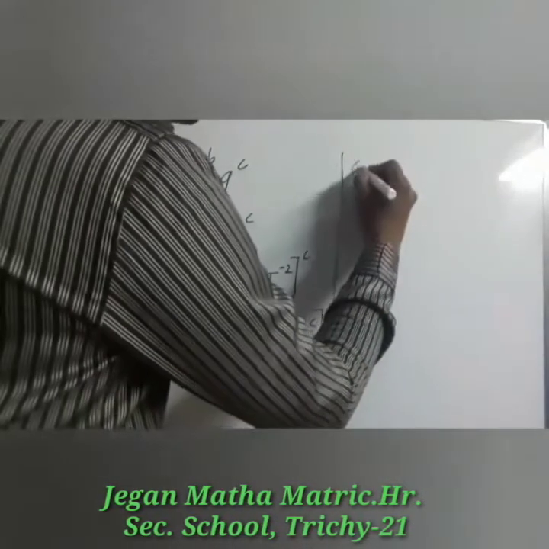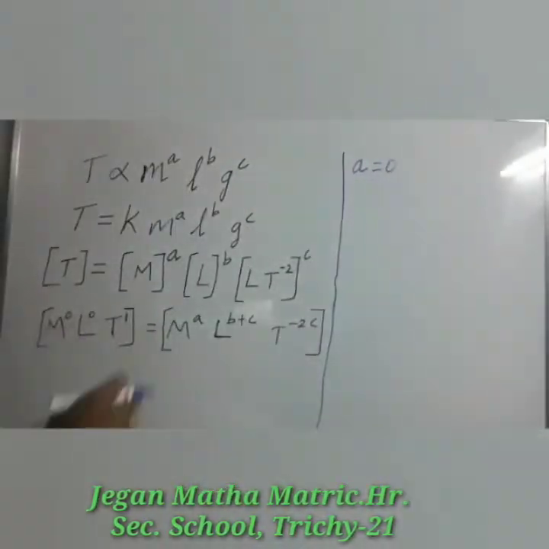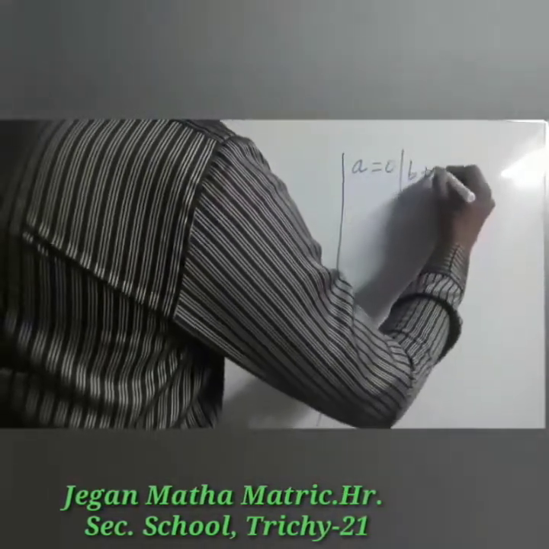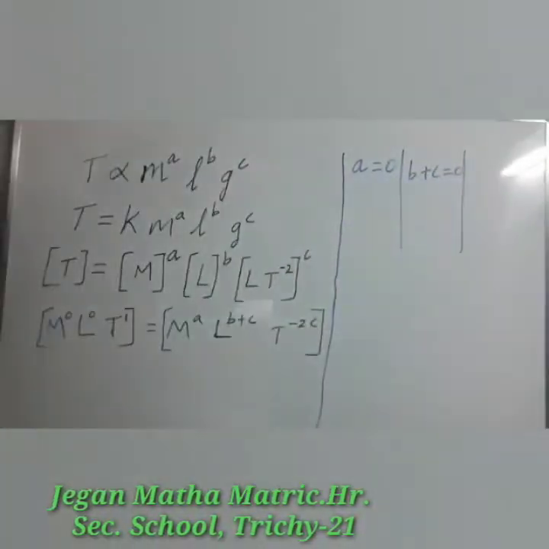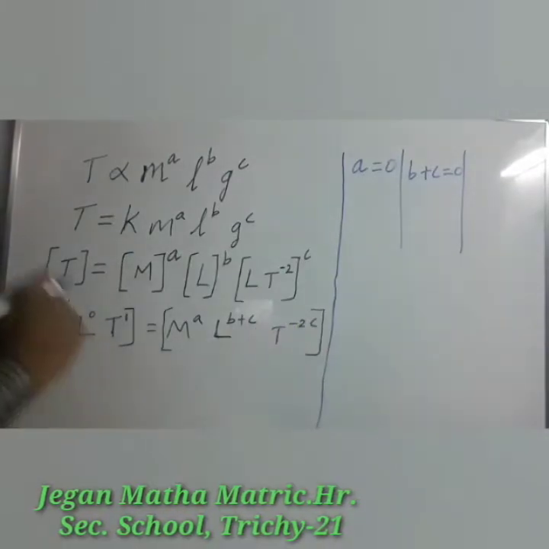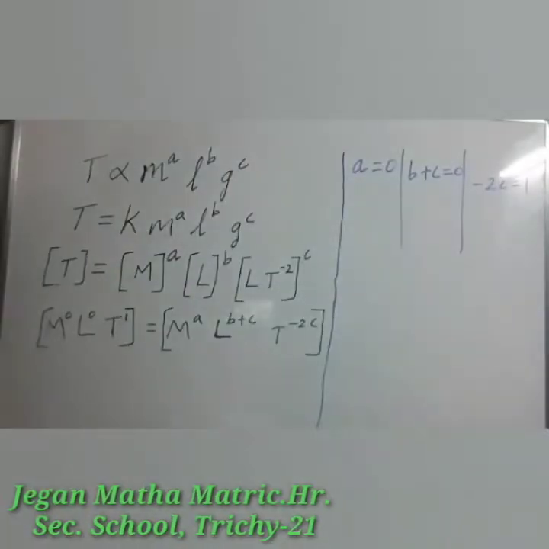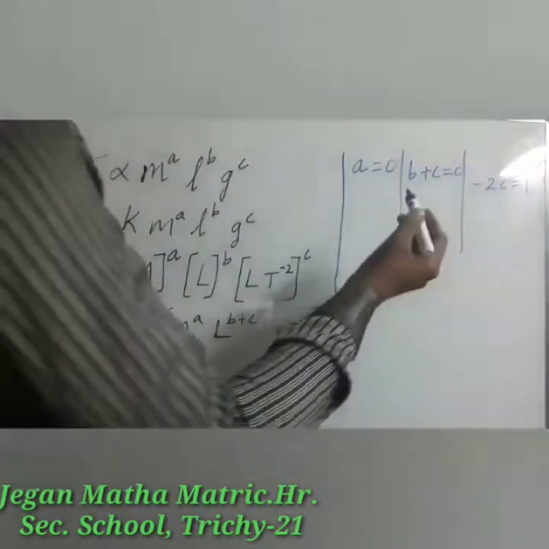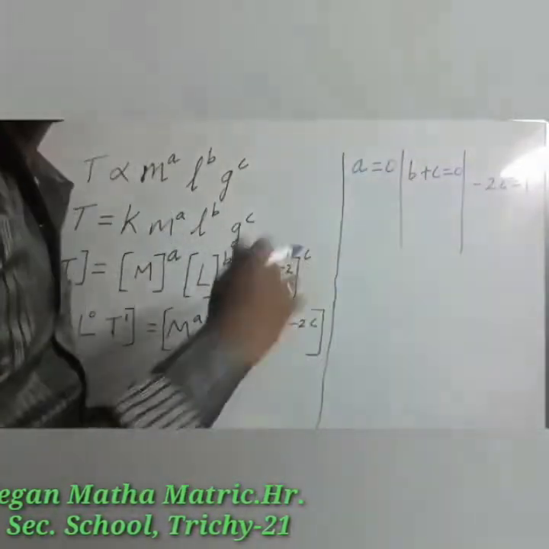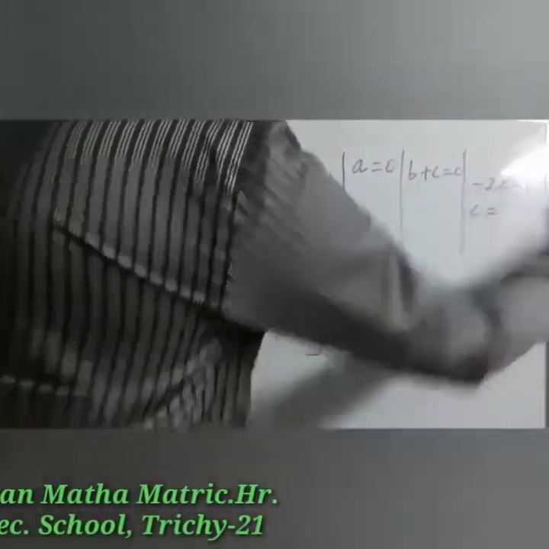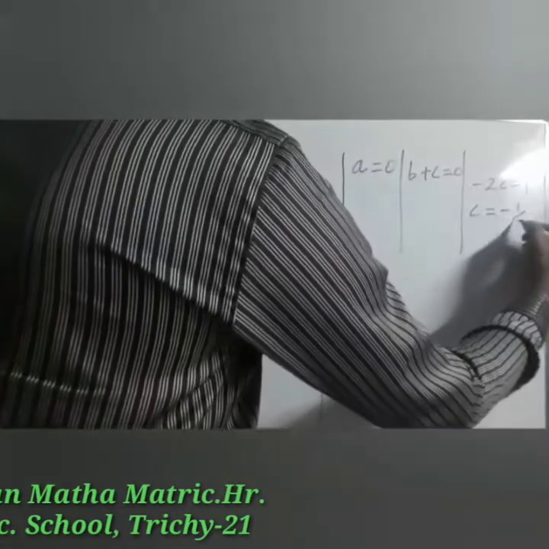Now we can write a equal to 0, b plus c equal to 0, minus 2c equal to 1. Directly you can get the value of a, no problem. For c, c is equal to, taking the minus 2 to the other side, minus 1 by 2.